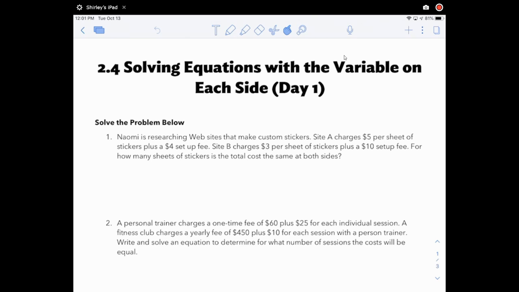Naomi is researching websites that make custom stickers. Site A charges $5 per sheet of stickers plus a $4 setup fee. Site B charges $3 per sheet of stickers plus a $10 setup fee. For how many sheets of stickers is the total cost the same at both sites?